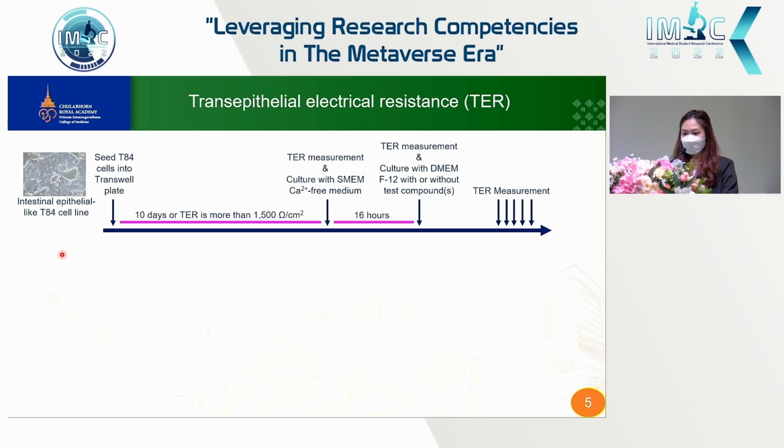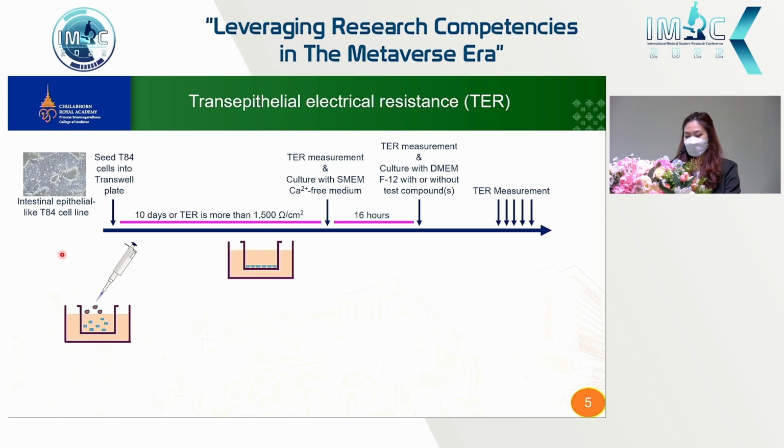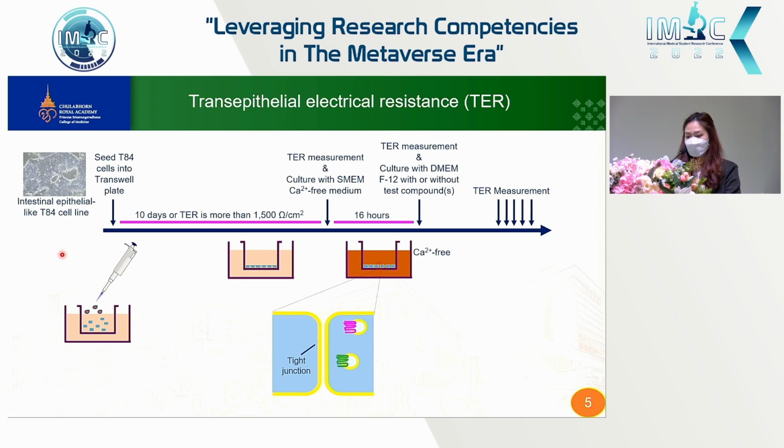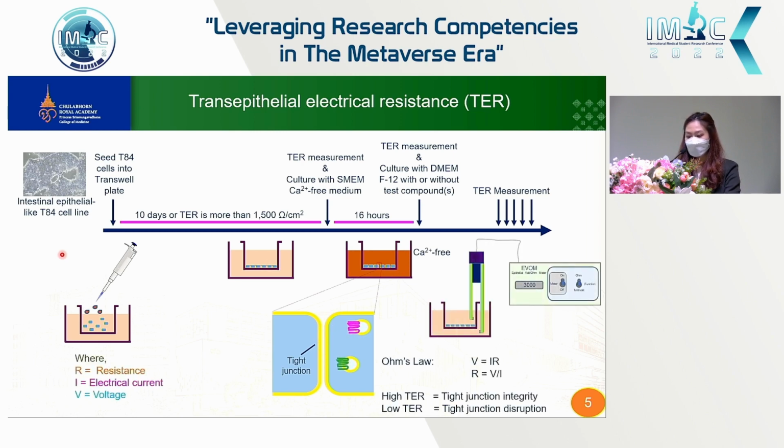Transepithelial electrical resistance, or TER, was performed. Briefly, we placed T84 cells into our transwell plate. After that, we waited for 10 days for the cells to fully differentiate and form tight junctions. Then we switched to calcium-free media to disrupt tight junctions, and 16 hours later, we switched back to calcium-containing media, and TER was performed.